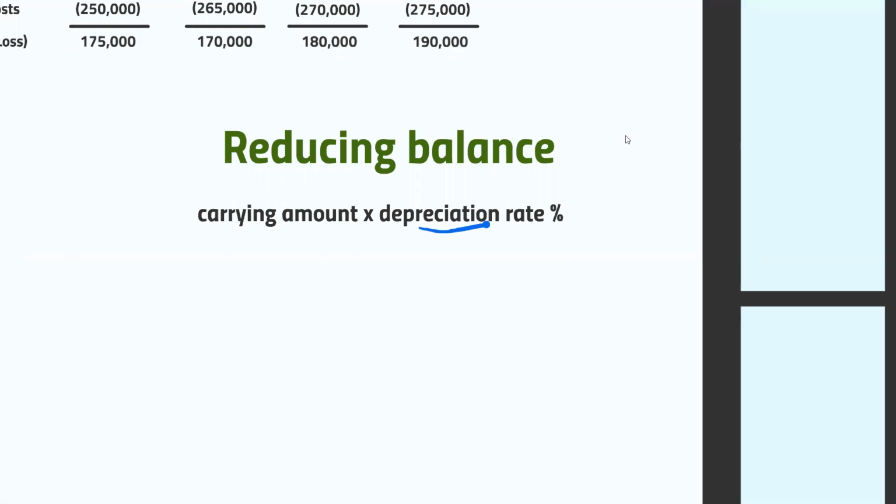Now, this rate percentage will always be given to you in the exam. So perhaps the main way in which you can recognize the type of depreciation to apply in an exam question is whether or not you are actually given a rate percentage. If you have a percentage, then of course it's the reducing balance method that you need to apply for the given question.